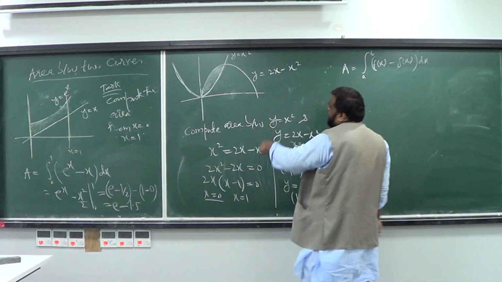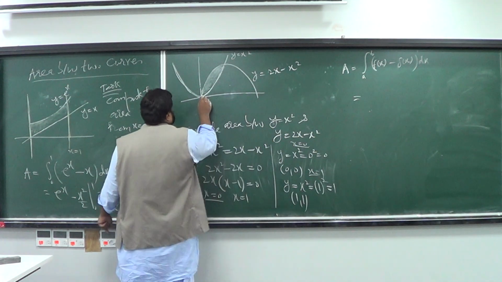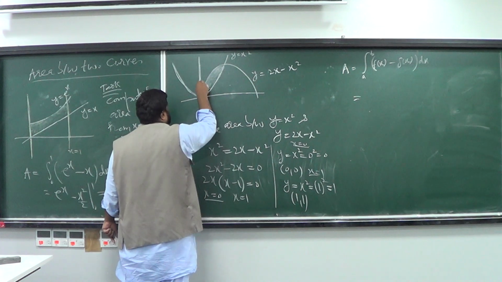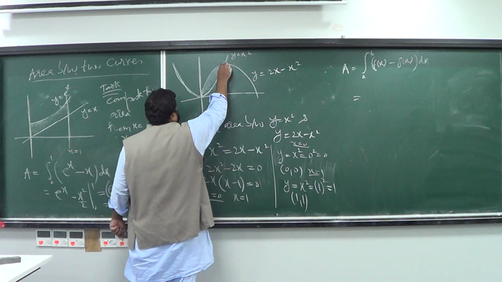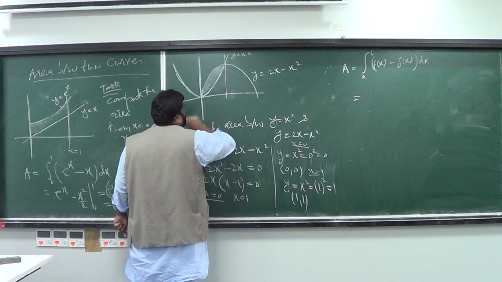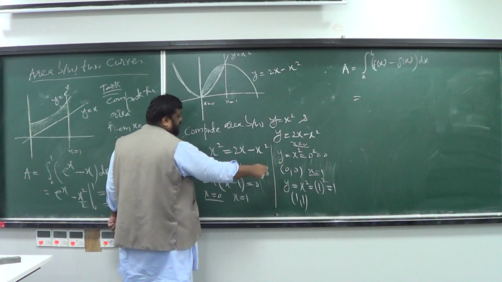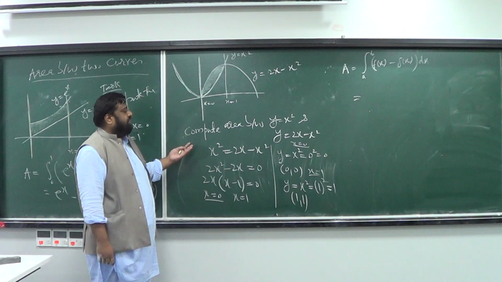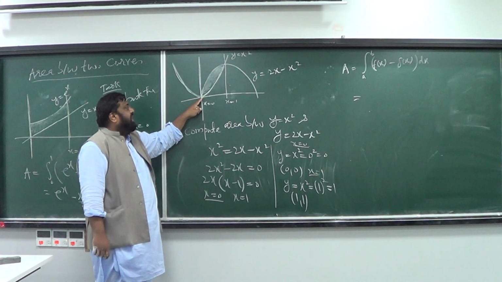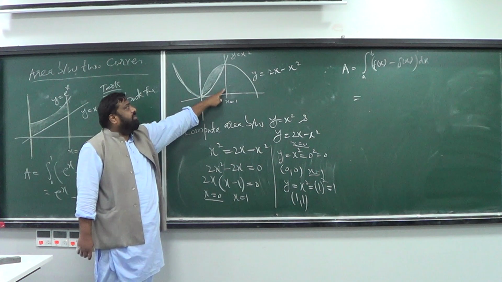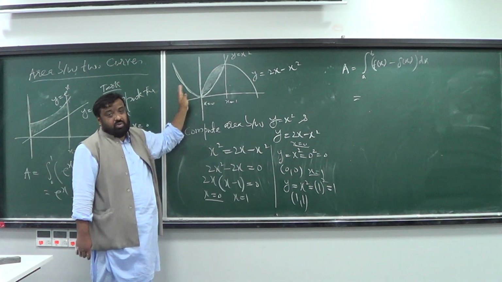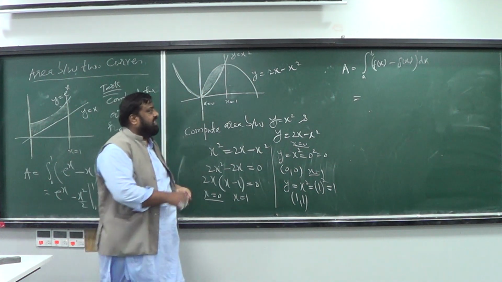So in this region, what is the limit on x? This region starts from x equal to 0 and it ends at x equal to 1 actually. So this is x equal to 0 and this is x equal to 1, as you see the points of intersection. They are meeting at x equal to 0, and again at x equal to 1. So that's what the domain of x is.